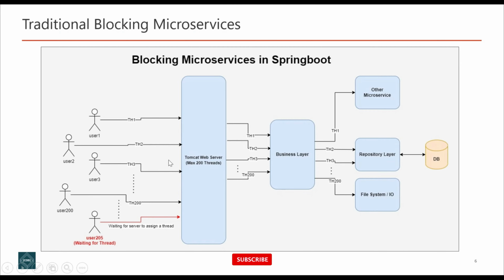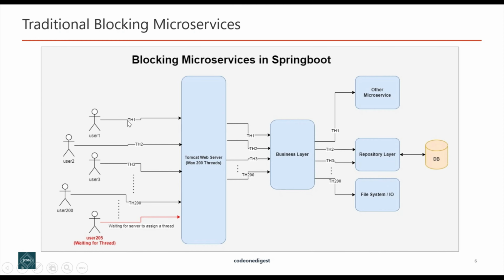All these threads are busy because this thread has taken the request, given it to the business layer, and the same thread th1 is going to the business layer, calling the other microservices or calling the database or doing file IO operations. So it takes time until these operations perform and return the data to the user. Till that time, thread 1 is completely blocked from the user getting the data from the underlying system, be it other microservices or repository layer or file IO.